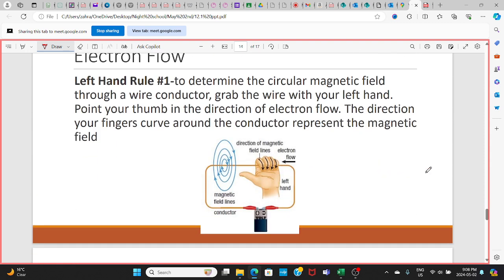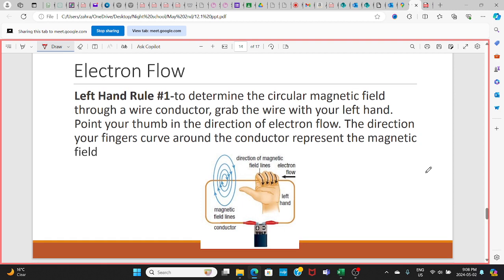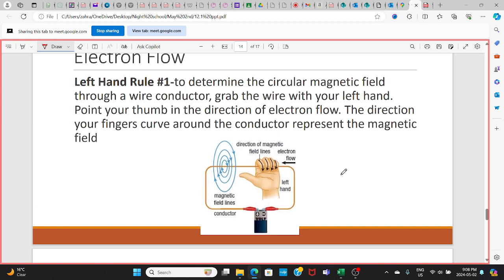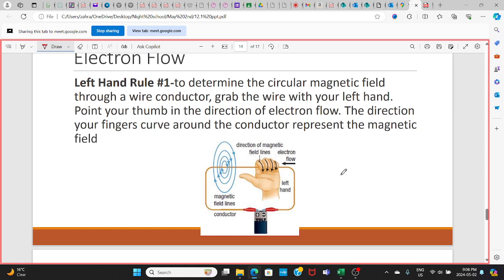Now, electron flow. Again, if we're assuming that the electron, meaning negative charge, is moving, you can use what? Your left hand. The same thing. Now I'm assuming that the negative charge is moving. This is from the negative side of the battery to the positive, which means this is the direction of the negative charges.